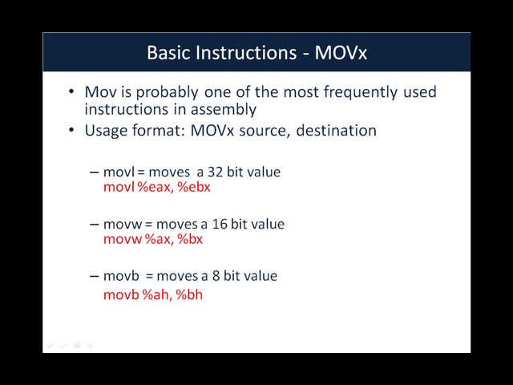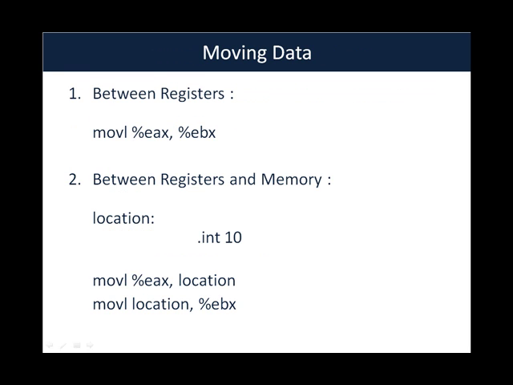So now let's move on. How do we go about actually transferring the data? There are various ways in which the data transfer might happen. The first is between registers themselves. Depending on the size of the register, we use the appropriate move instruction. Because we are transferring from a 32-bit register into another 32-bit register, we use the movl instruction: movl EAX, EBX.